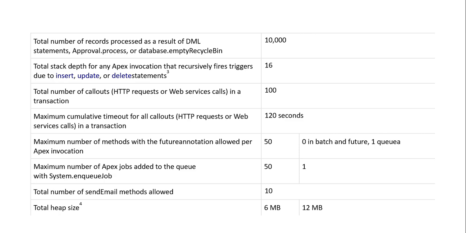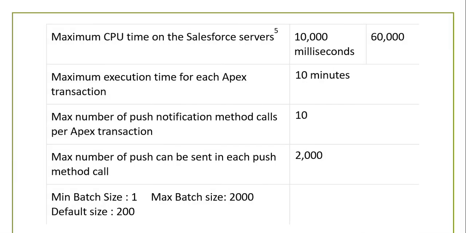The maximum number of methods with the future annotation allowed per Apex invocation is 50 for synchronous and 0 in batch and future, and 1 in queueable. The maximum number of Apex jobs added to the queue with System.enqueueJob is 50 for synchronous and 1 for asynchronous. The total number of sendEmail methods allowed is 10, and the total heap size is 6 MB for synchronous and 12 MB for asynchronous. The maximum CPU time on the Salesforce servers is 10,000 milliseconds for synchronous and 60,000 for asynchronous. The maximum execution time for each Apex transaction is 10 minutes.